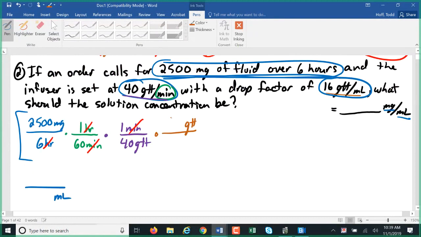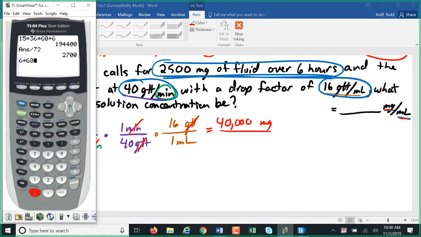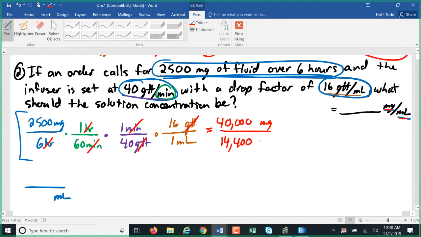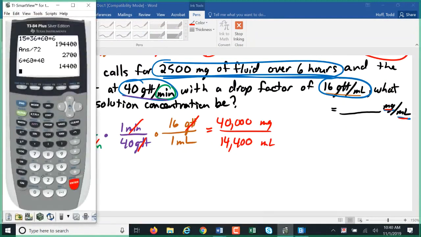You have 16 drops per 1 milliliter. Drops will cancel out, and we're going to have milliliters on the bottom, which is what we want: milligrams in the numerator, milliliters in the denominator. So we'll multiply this out. 2,500 times 1 times 1 times 16 is 40,000, over 6 times 60 times 40, which is 14,400 milliliters.